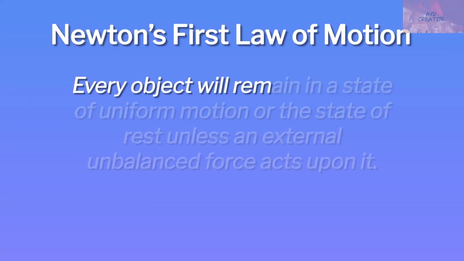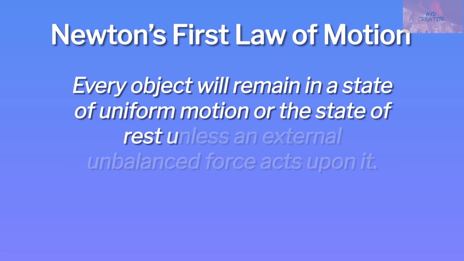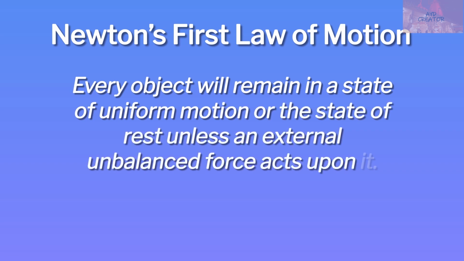This is Newton's first law of motion, which states that any object will remain in the state of uniform motion or the state of rest unless an external unbalanced force acts upon it. The external unbalanced force here was the flicking of the plate. The plastic plate at rest changed its state of rest and went into motion.